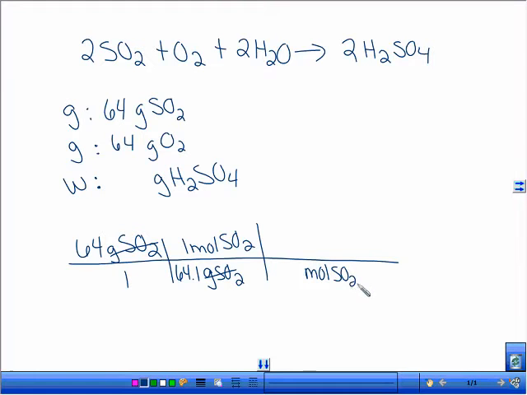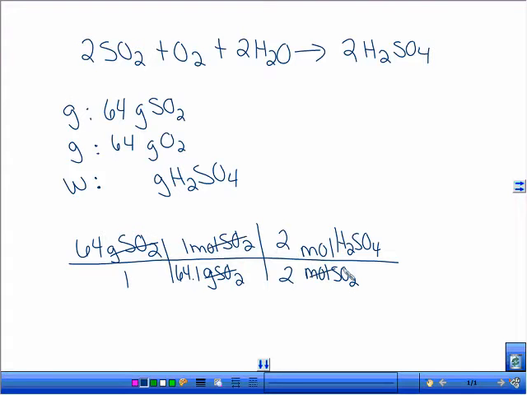Mole of SO2 on bottom, mole of, what are we looking for? We're looking for H2SO4, sulfuric acid. And here, where are we going to find the numbers? It's mole over mole. We've got different substances on top and bottom. You're going to find these in our balanced equation. Up here we've got a 2 in front of the sulfur dioxide, so we're going to put a 2. Here we've got a 2 in front of the sulfuric acid, so we're going to have a 2 there.